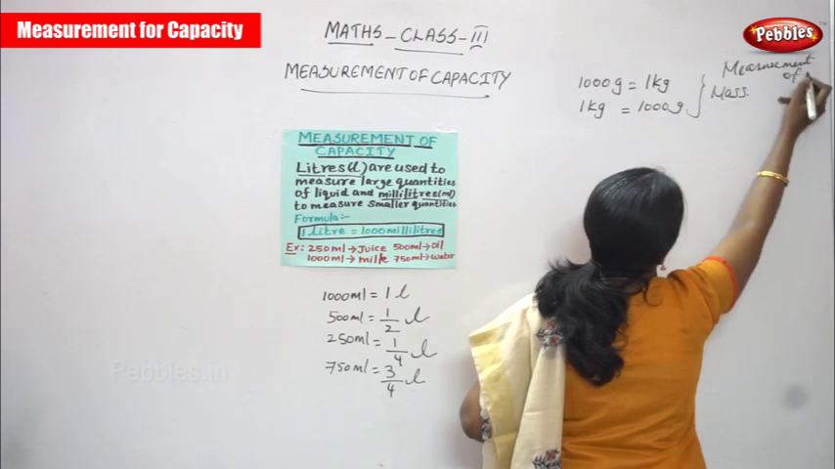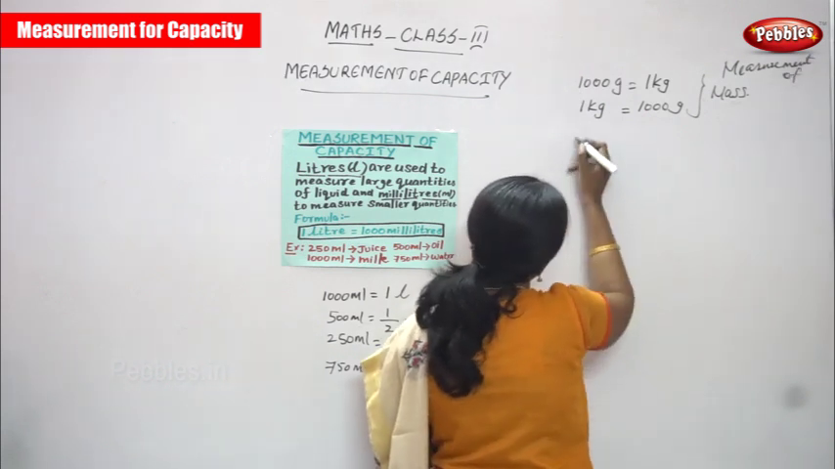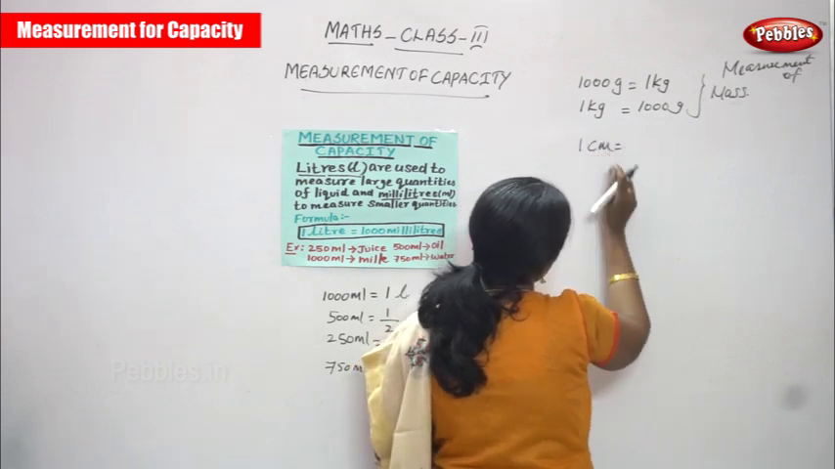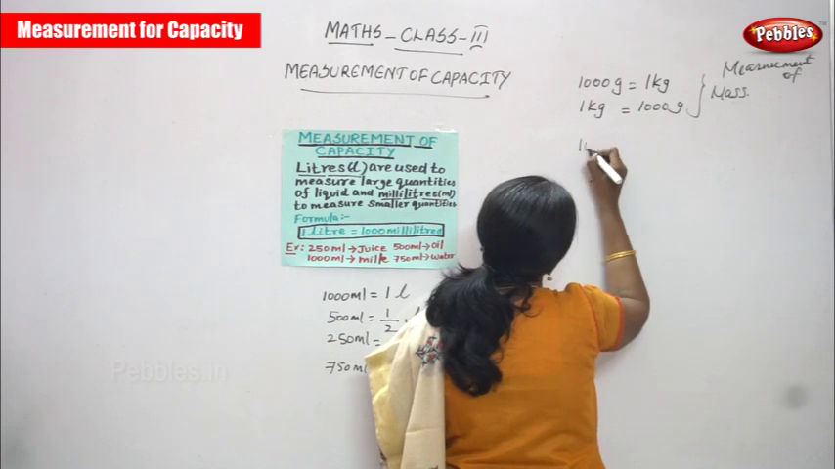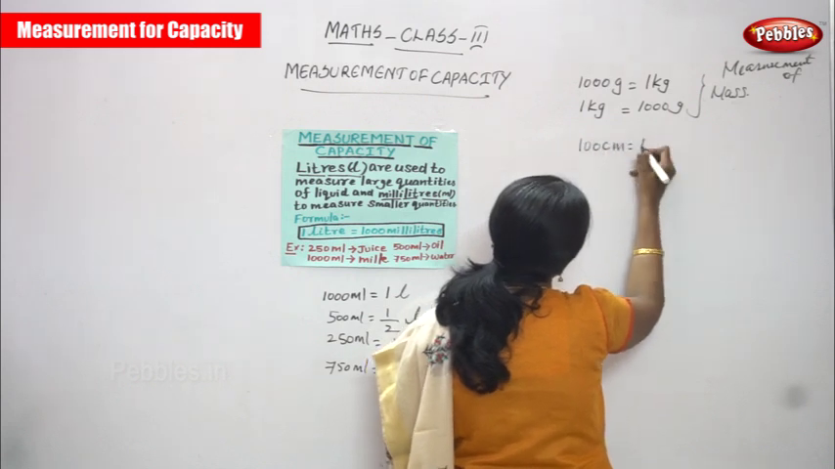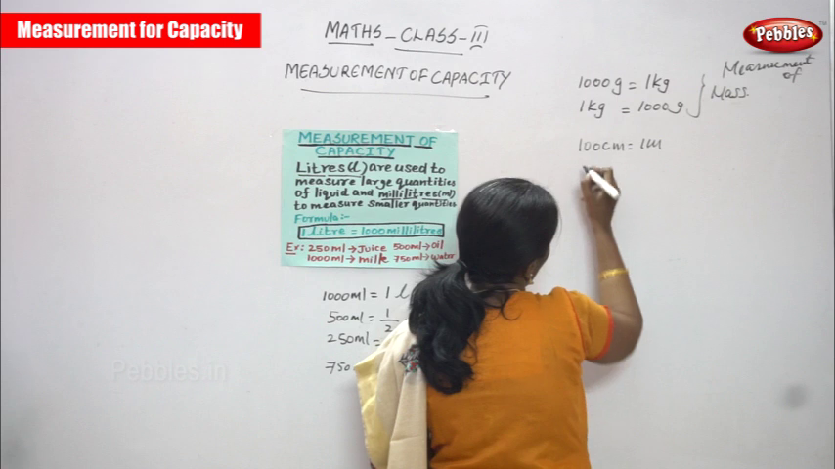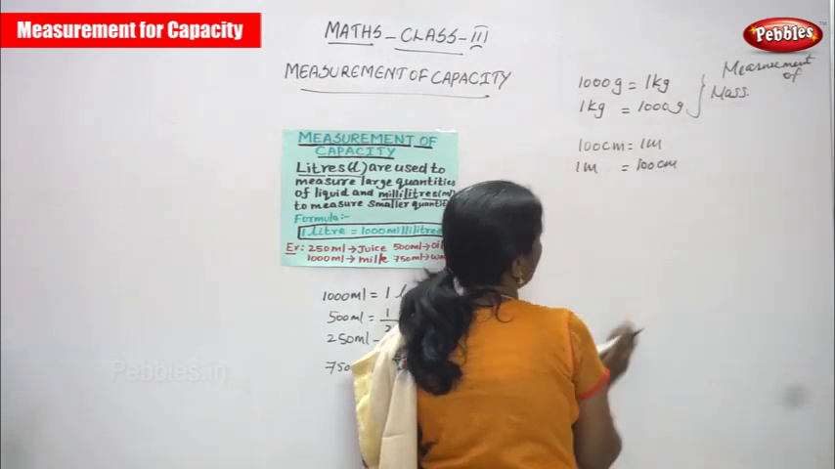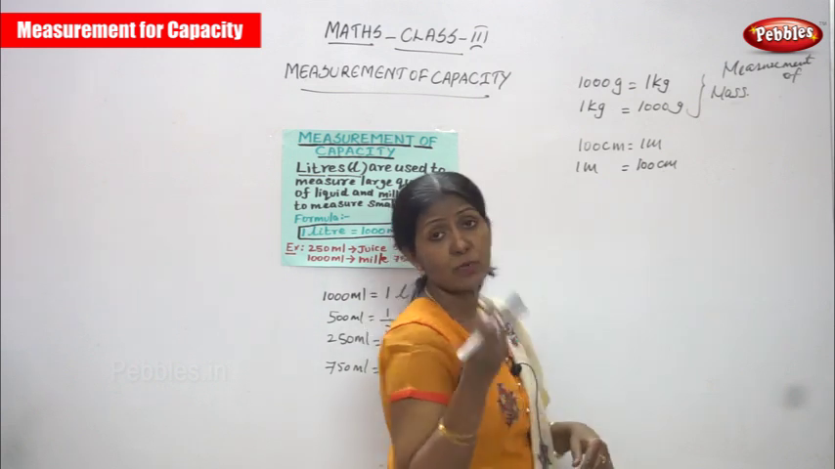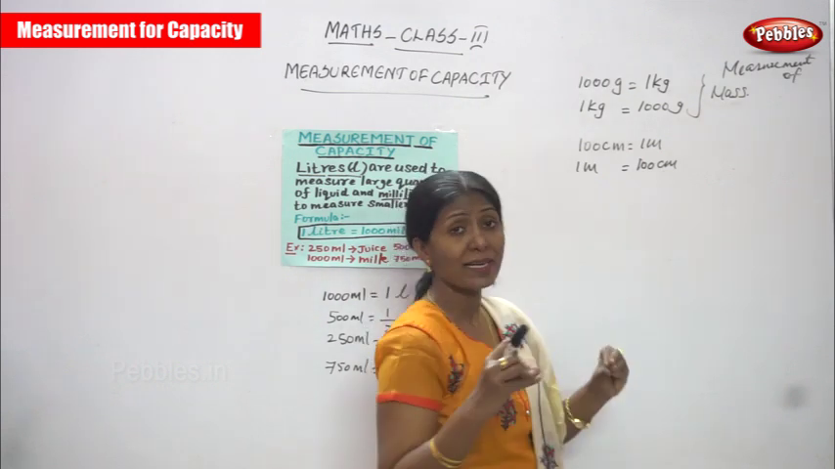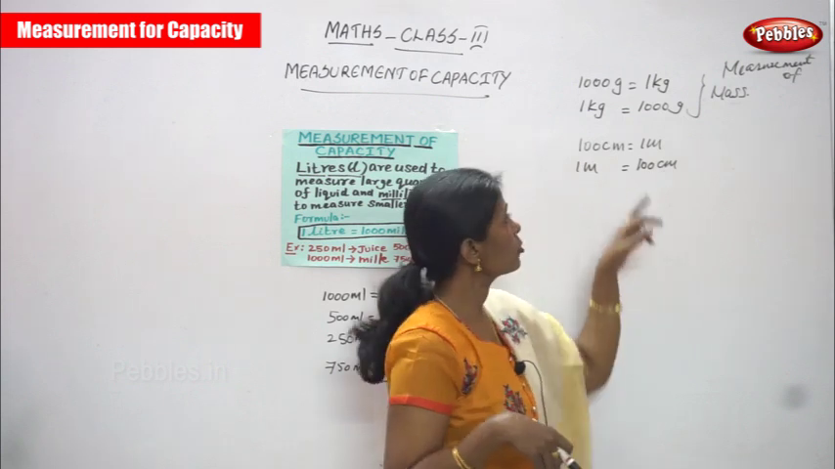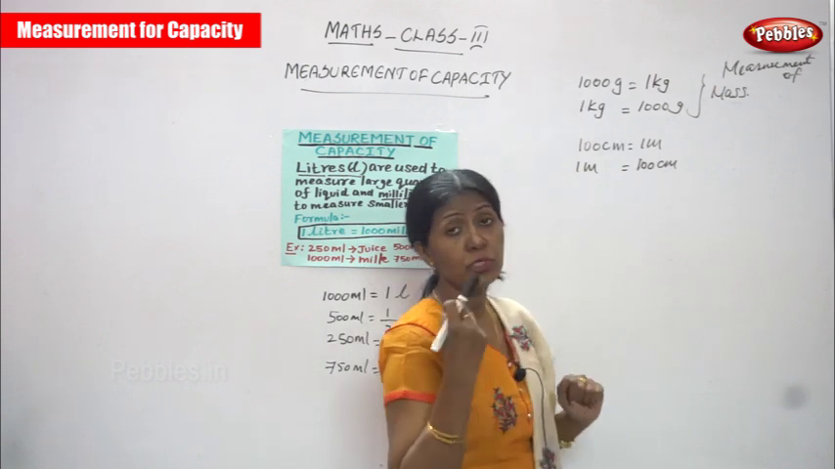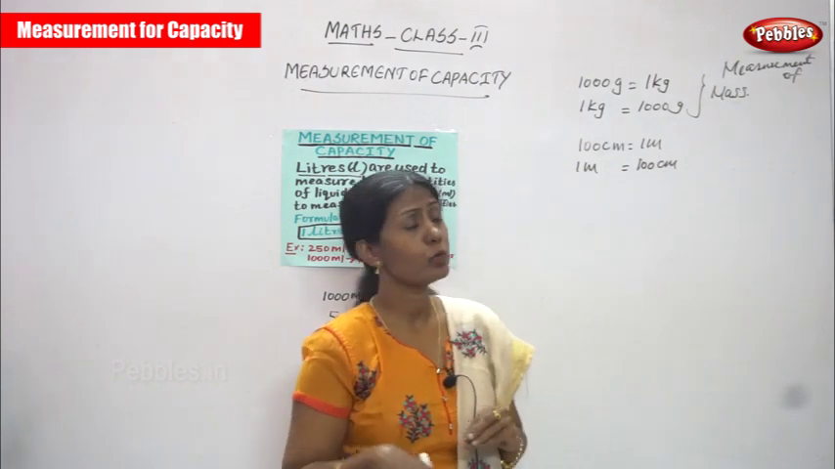Okay, and the other one is length. You know that 100 centimeter is equal to 1 meter, or else 1 meter is equal to 100 centimeter. I have told you centimeter is a very small unit, because we use it for very small lengths. If you use centimeter, we measure very small lengths.